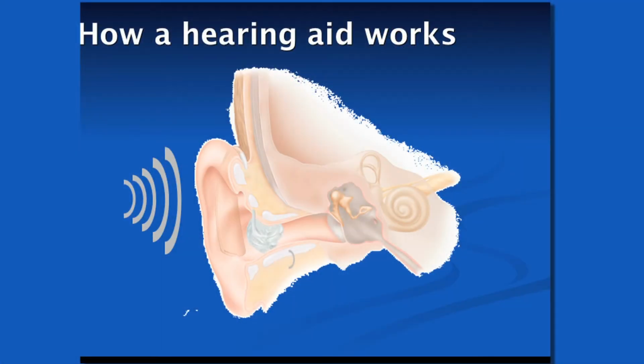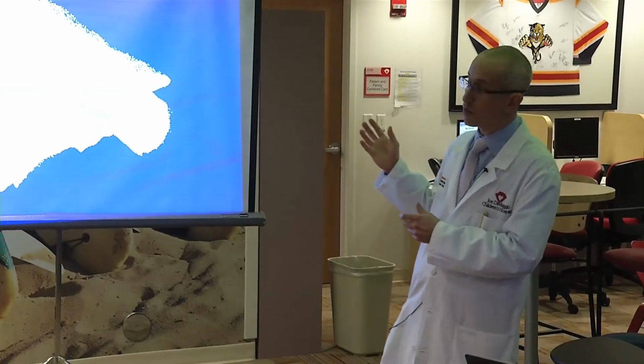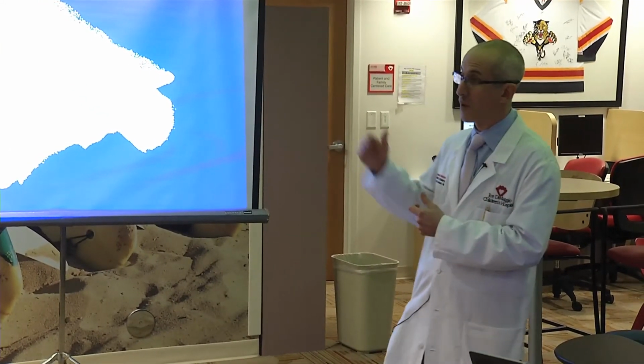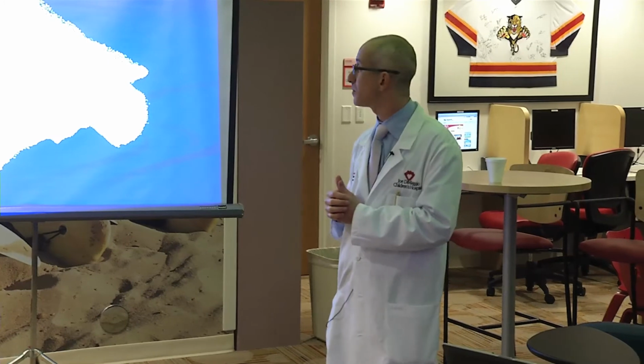So that comes to hearing aids and how a hearing aid works. The hearing aid has an external portion which has a microphone and a sound processor, which basically is programmed for the individual patient's type of hearing loss. And the way the hearing aid works is it basically amplifies the noise. It turns up the noise where it needs to be turned up for a particular patient.